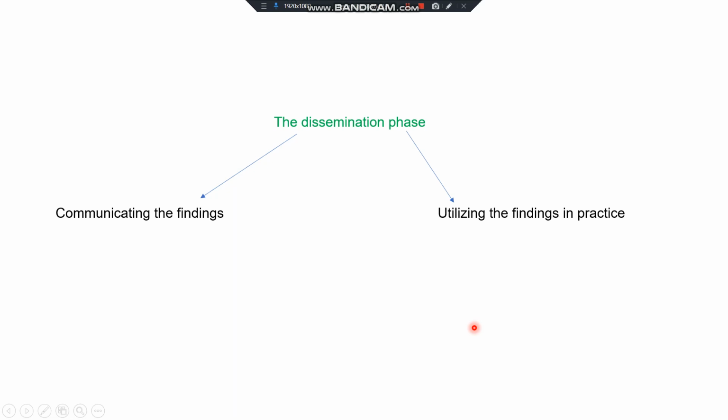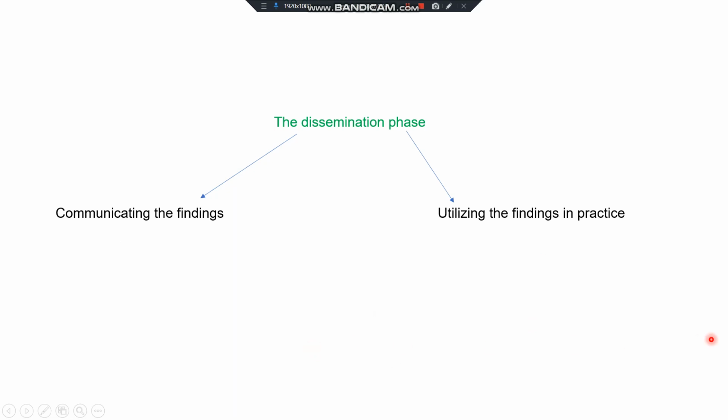The empirical phase is divided into 2 types: collecting the data and preparing the data for analysis. The analytical phase is divided into 2 types. First one is analyzing the data, and next one is interpreting the result. And the last one is the dissemination phase, mainly 2 types: communicating the findings and utilizing the findings in practice. We'll see each one of them in detail.